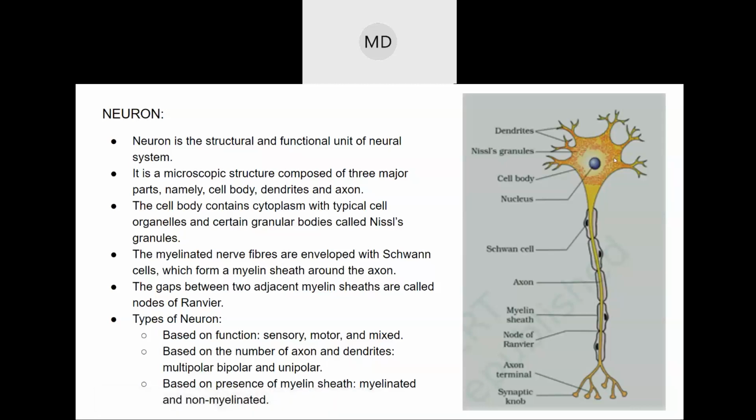Okay, bipolar will have one dendrite and one axon, and multipolar will have one axon and several dendrites. So what is this diagram? What type of neuron is this diagram?